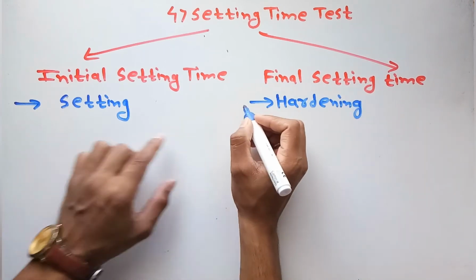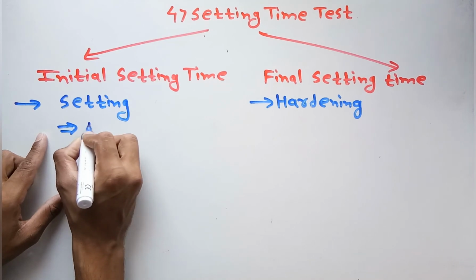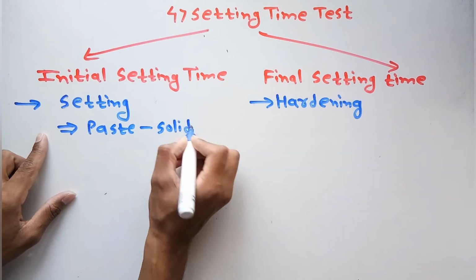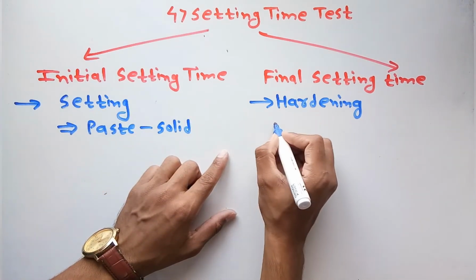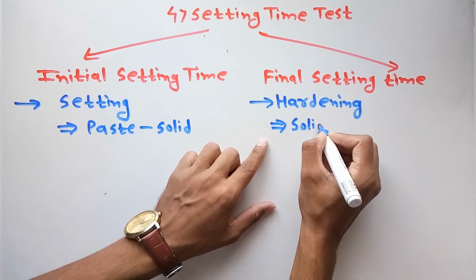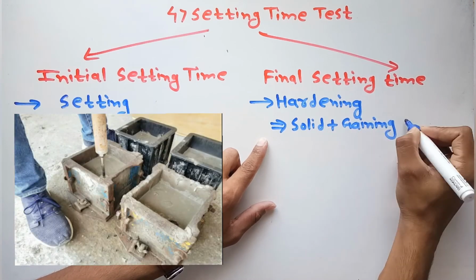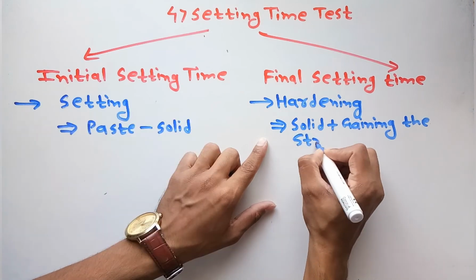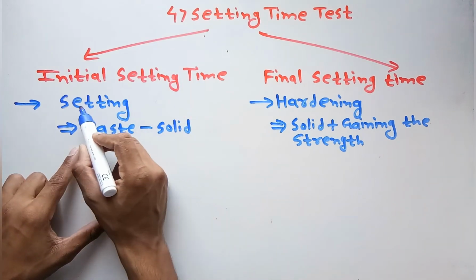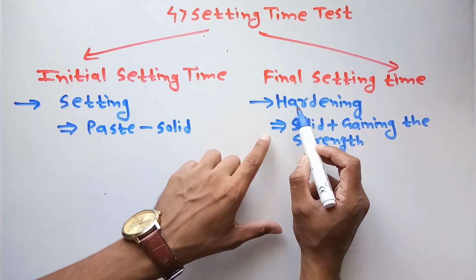Now, first of all, we will see the difference between setting and hardening. Setting is the change in the state of fluid or paste into solid. Then it is termed as the setting of the cement. And in hardening, our paste or cement is already in the solid state, and along with that it starts gaining strength. So in the initial setting time test we observe the setting, and in the final setting time we observe the hardening.